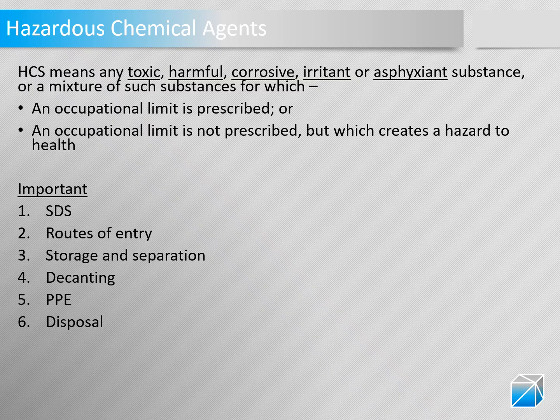4. Decanting. A. Decanting, simplified, is basically transferring part or all of an HCA from one container to another. B. The basic rules of decanting are that the type of container and labeling of the parent container should also be the same as the container that the HCA is being transferred to.